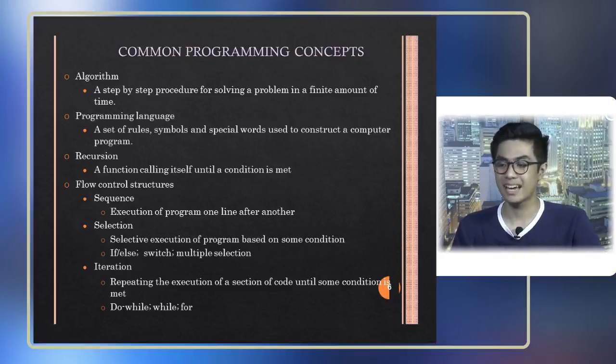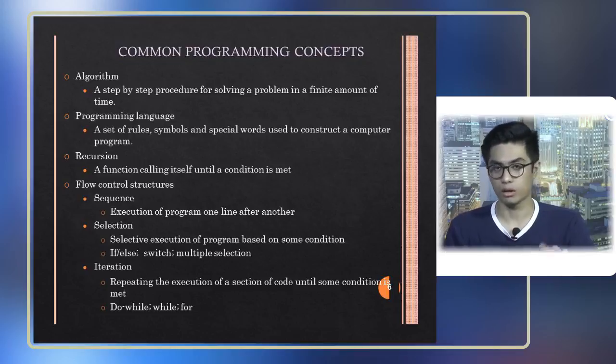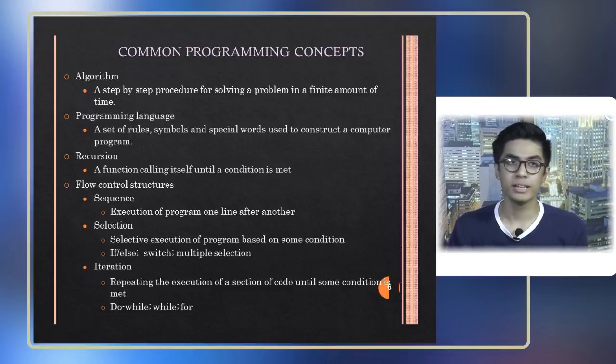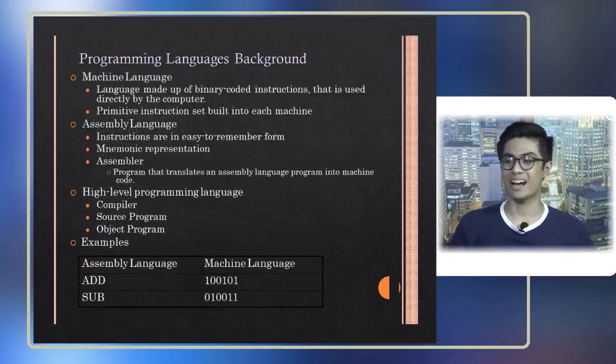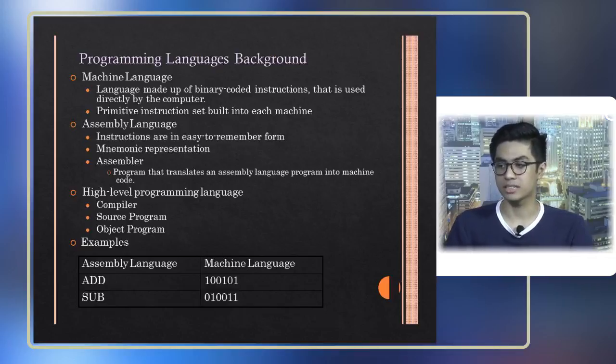The next one is iteration, which will repeat the execution of a selected code until some condition is met. So this may be do while, or for. So next we have the programming language's background. So what is a machine language? Language made up of binary coded instructions that is used directly by the computer.